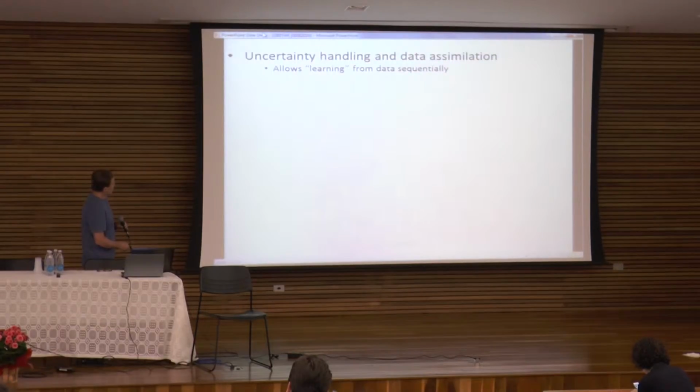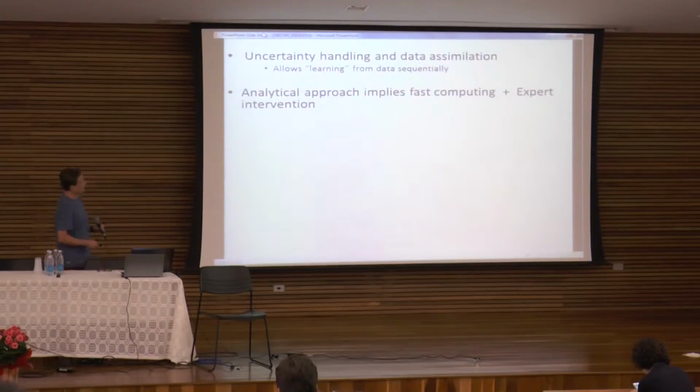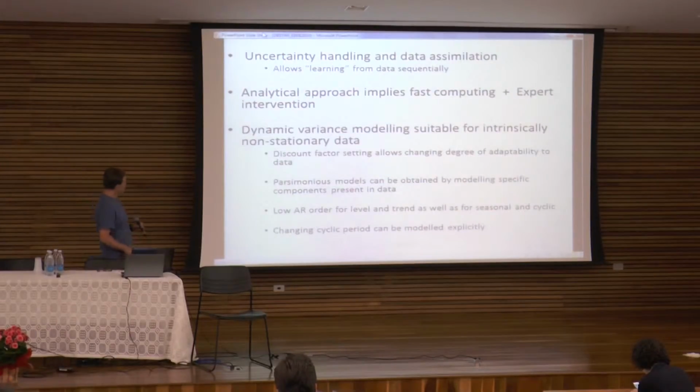So this model allows uncertainty handling and data simulation, learning from the data sequentially. The analytical approach, as I said, implies fast computing. Expert intervention is allowed, and it's suitable for intrinsically non-stationary data that cannot be made stationary to be used by other models. The discount factor setting allows change in the degree of adaptability to data.